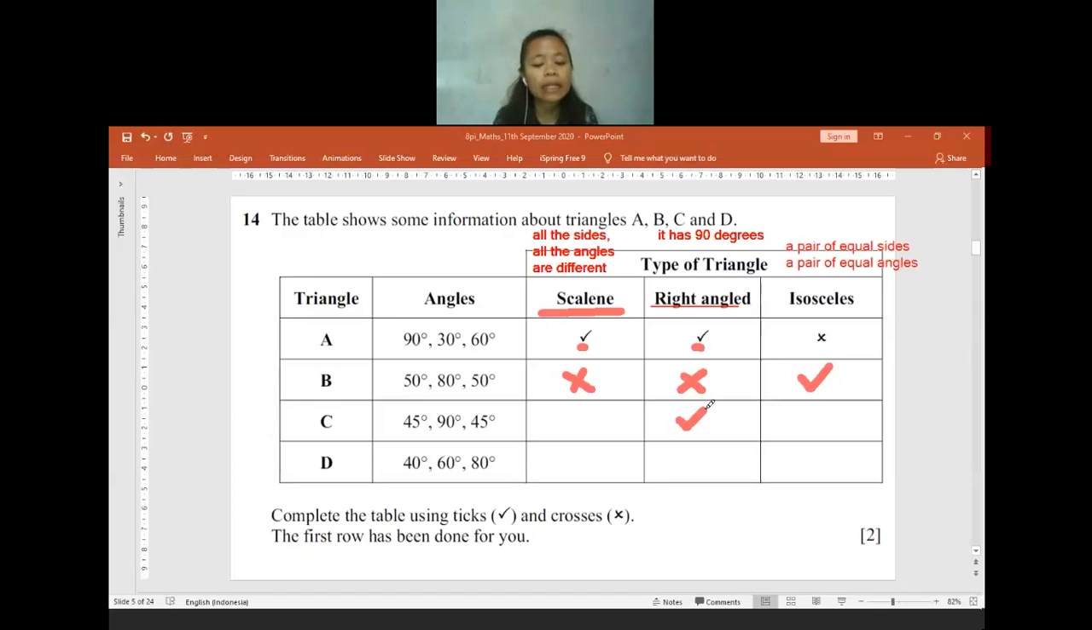So yes, it will be a right angle triangle because there is a 90 degree on it. And it is also isosceles because we have a pair of equal angles. Correct? Now the last one, 40 degree, 60 degree, and 80 degree. What type is it? Yes, it will be only the first one.